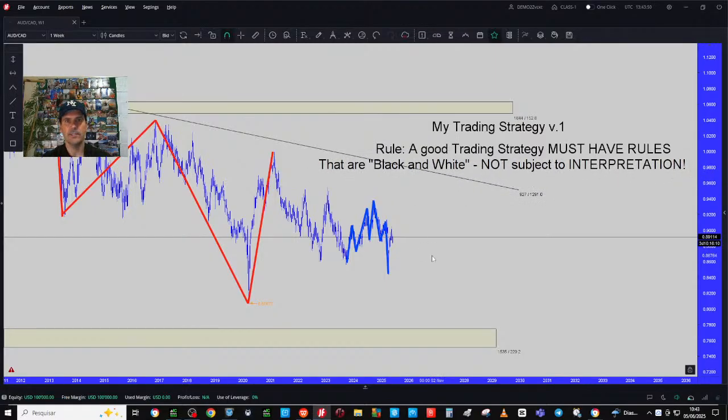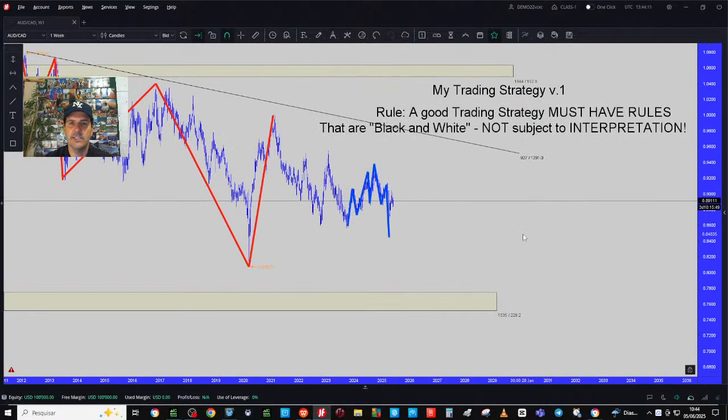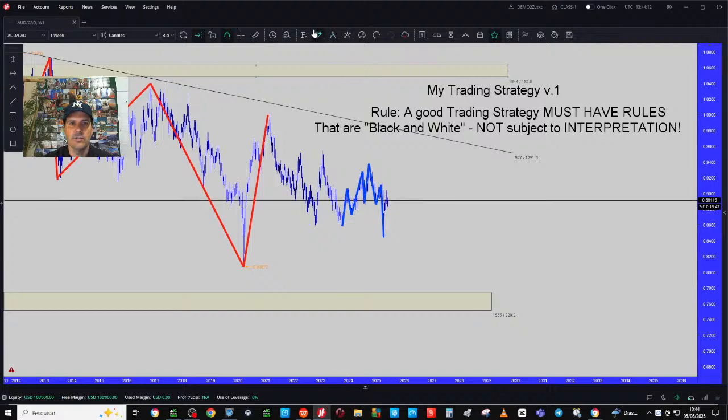This is what the institutional trader knows compared to the retail trader: that I must have black and white rules that are not subject to interpretation. Make sense, everybody? So I'm going to go here and start to build my strategy.